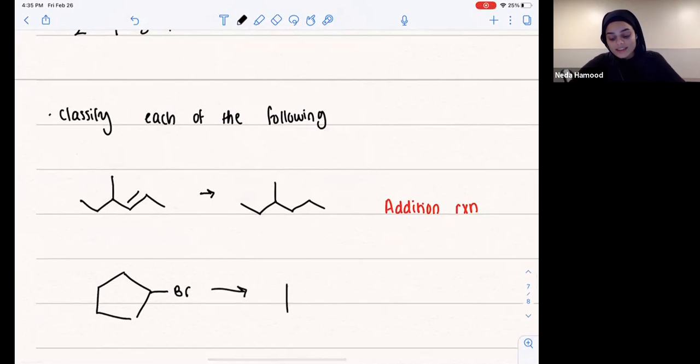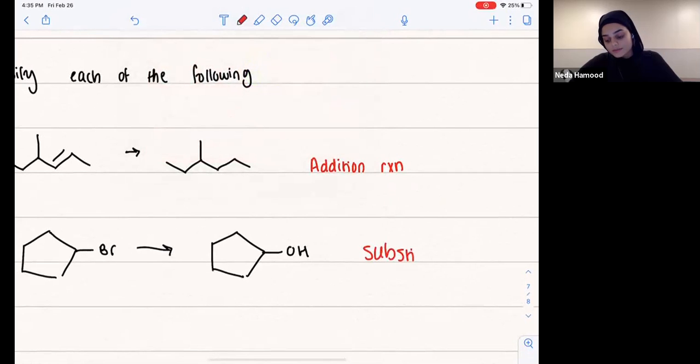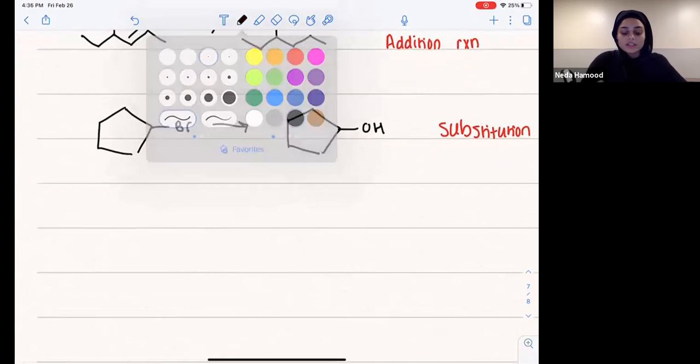But this is one that I definitely know you guys will know. So what is this? That's a substitution. This is just a substitution reaction. Substitution. Okay, cool. Next question.